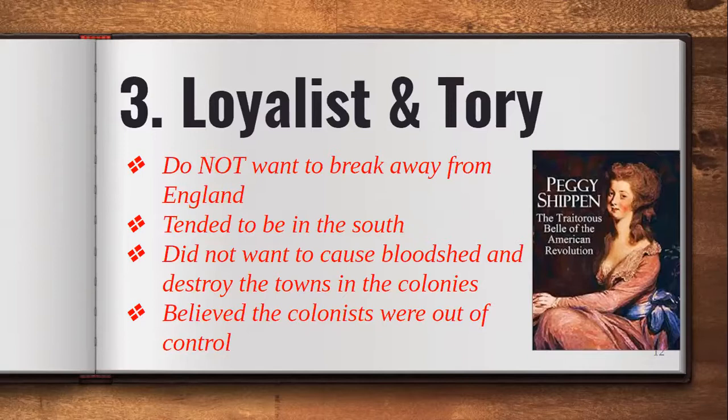Okay, they believed the colonists were out of control and that their friends and neighbors were not behaving themselves and that the British had every right to come in and crack down. So the loyalists sided very much with the king and parliament and not their neighbors. Owen.